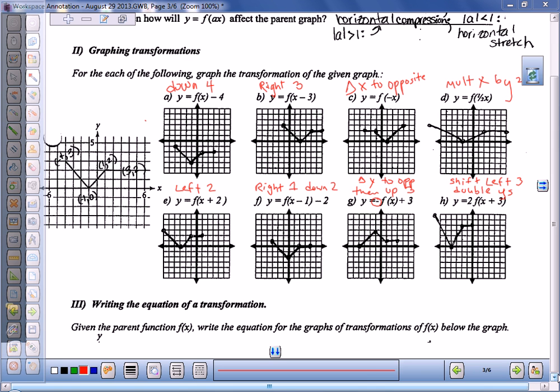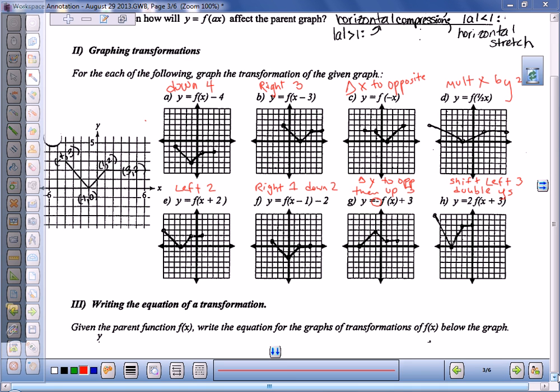Now, C says y equals f of negative x. There's a negative changing all the x's. When we change all the x's to the opposite, how would we describe that transformation? It's a, what is it?